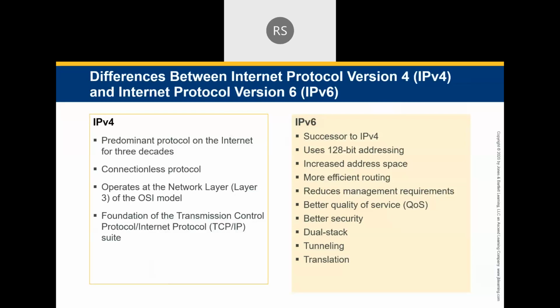So the transition from IP version 4 to IP version 6 was used to address the limitations of IP version 4. In reality, it was just the fact that we were running out of available IP version 4 addresses. And it also introduced improvements to various aspects of network functionality.